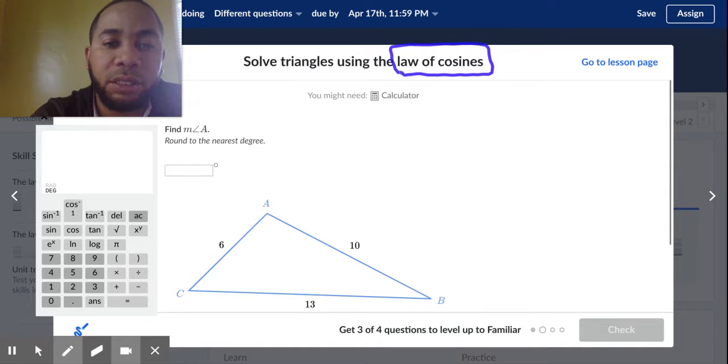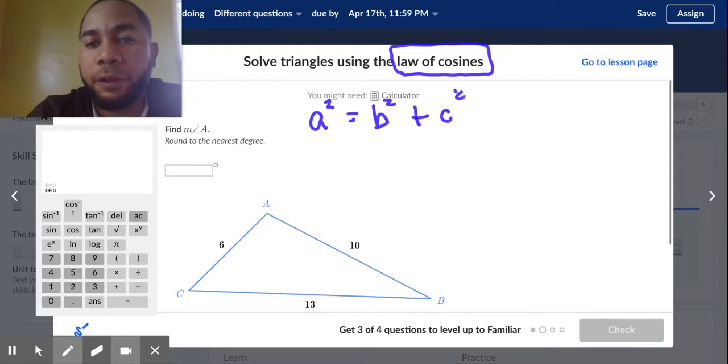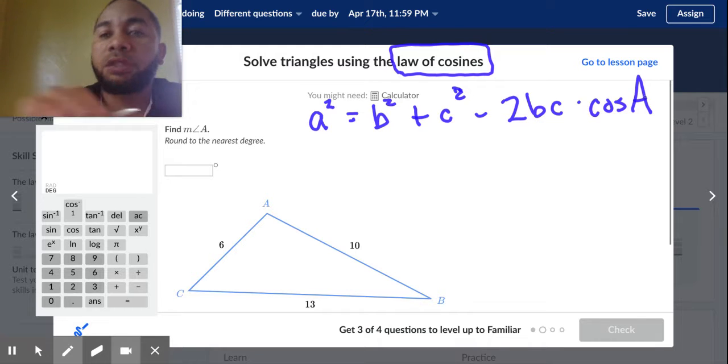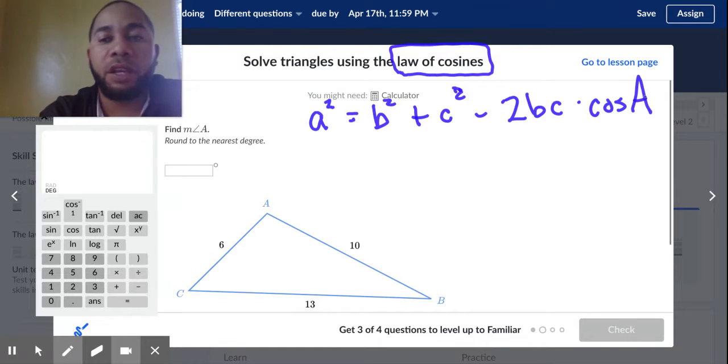And what it says is a squared equals b squared plus c squared minus 2bc times the cosine of angle A. And this is true for all the angles in any triangle, okay? So if we're looking for the measure of angle A, what we're going to need to do is we're going to need to plug numbers in here.